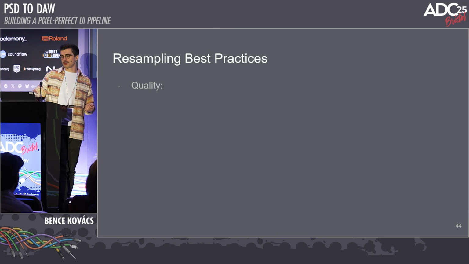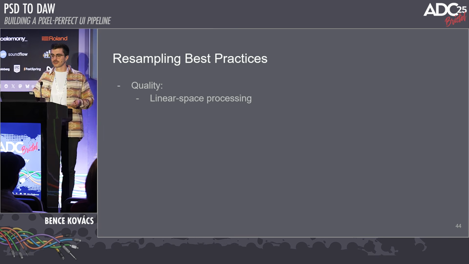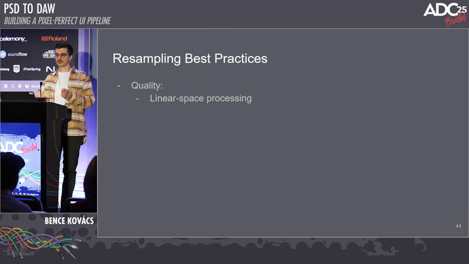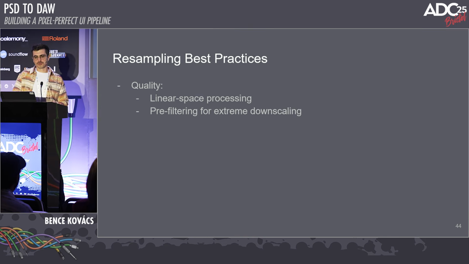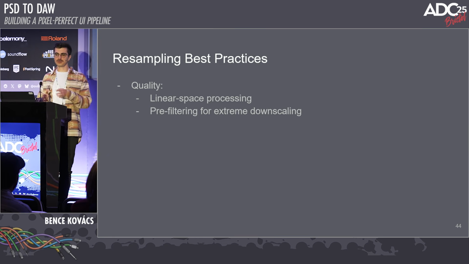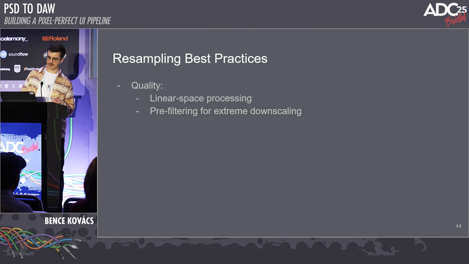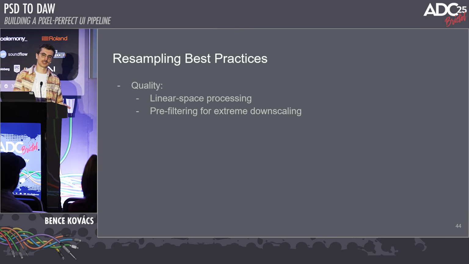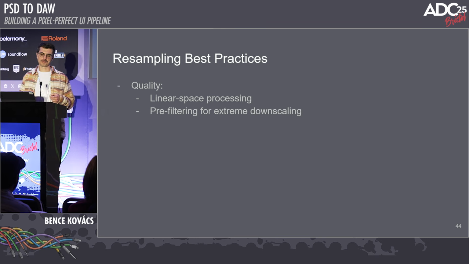Some quick thoughts about that: in terms of quality, we prefer to use the Lanczos resampling algorithm, which is quite high quality, but you might want to consider doing things in linear space there to preserve gamma correctness. And then you want to maybe do downsampling in multiple stages, because that can help avoid some of the artifacts that you get around high frequency detail in the images.